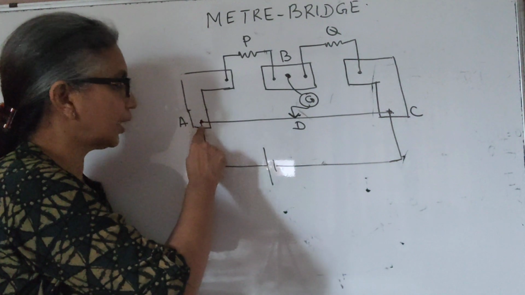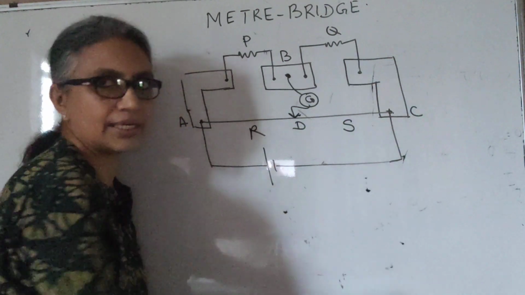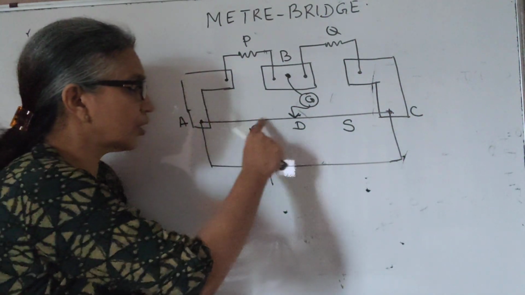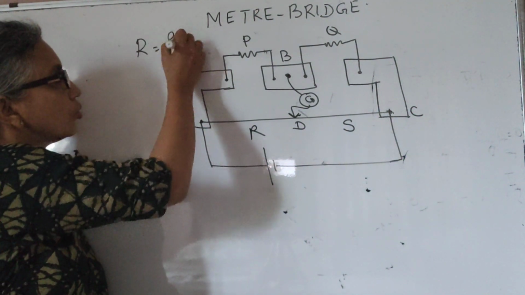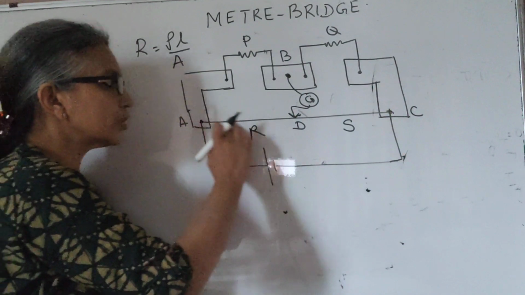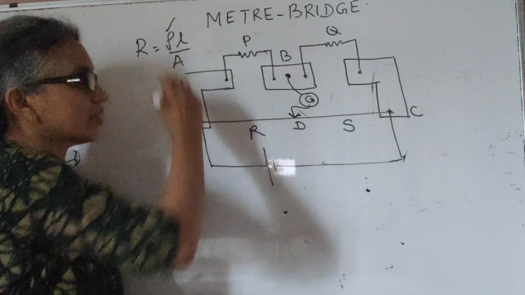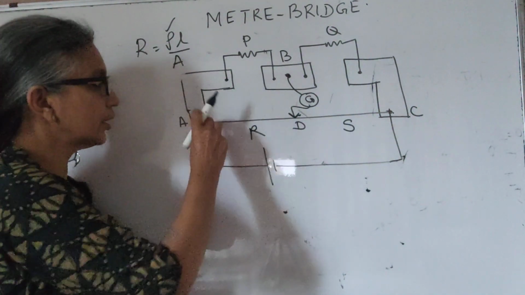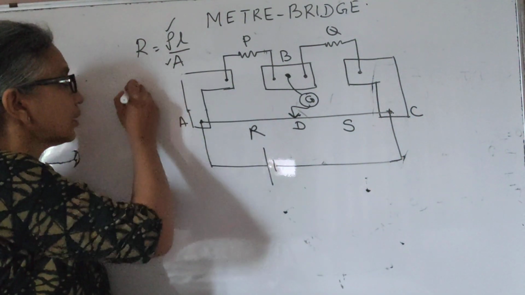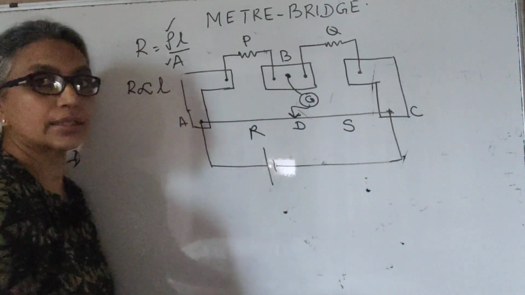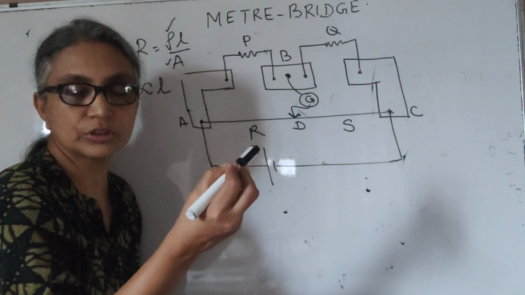Now let us look at this. Between A and D, we have the resistance R, and between B and C, we have the resistance S, right? Now because this is a high resistance wire, we know that R is equal to rho L by A, and this whole wire is made of the same material at the same temperature. So resistivity is a constant throughout the wire, and it's of uniform area of cross section. So A is also a constant, which means that the resistance offered by the wire is directly proportional to its length. Now here, this galvanometer is connected to what you call a jockey.